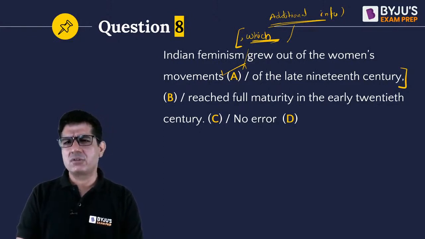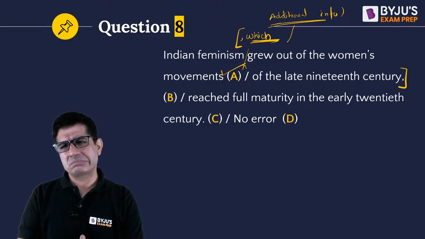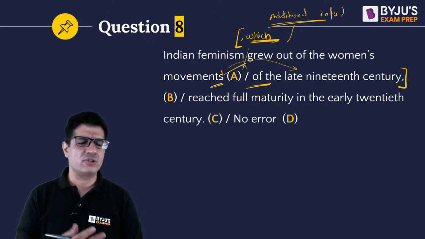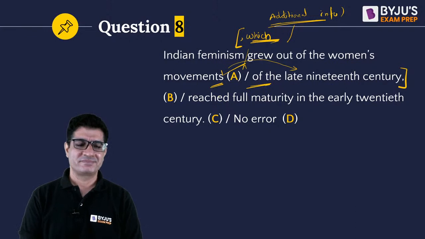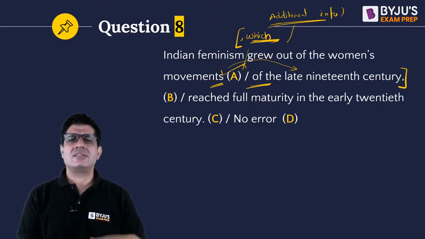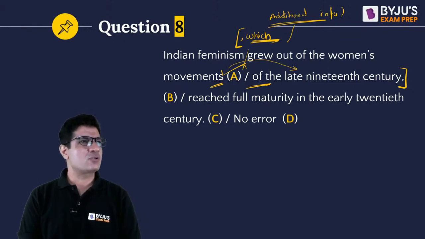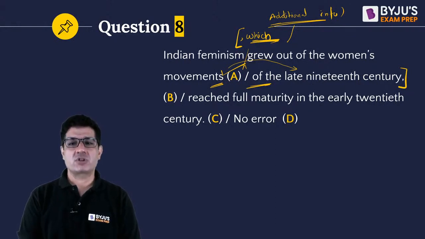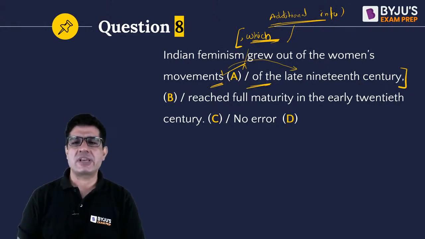So "grew out of" in the late... but what if you are talking about movements that occurred during the late 19th century? In that case, you'll use "of". So it's not that "in" will be wrong, it will change the meaning, but then the problem is "of" is already right. So this is a slightly advanced question. I shouldn't even give you an advanced level question this soon, but that's okay. So Indian feminism, which grew out of. The moment you introduce it, it becomes absolutely all right.